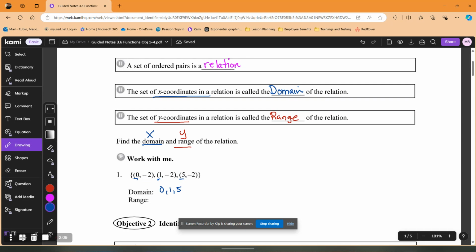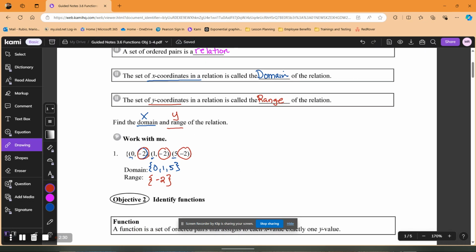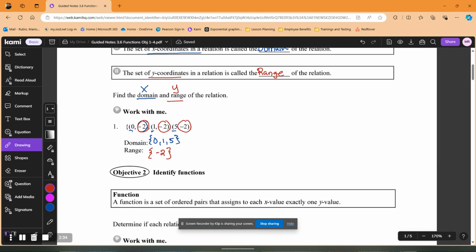And the way we write this is in set notation. We write these funny squiggly brackets like this. And then the range is the y coordinates: -2, -2, and -2. Now, it doesn't make sense to write -2 a bunch of times, so we just write -2 one time. If there are any repeats, we don't have to write the repeats, we just write the number once.